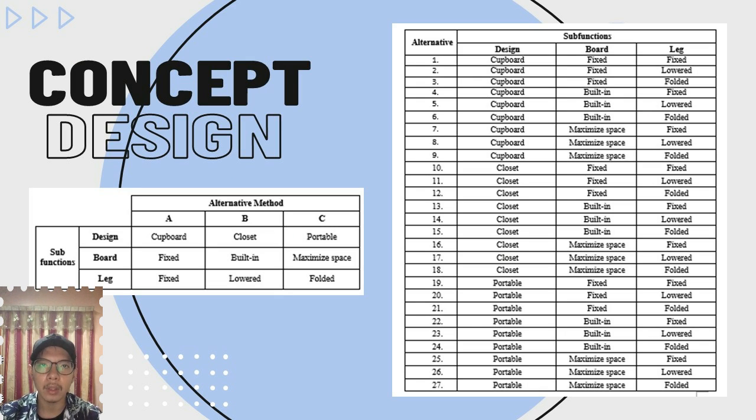Next slide is concept design. In this concept design, there are 27 alternatives and 3 sub-functions that we have listed, including design, board, and legs. As you can see on the left table of the slide, there are 3 alternative methods, which is A, B and C, including cardboard, closet and portable for design, fixed, built-in and maximum space for board, and finally fixed, lowered.